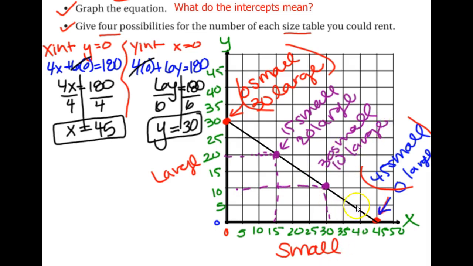Now there might be some other combinations in here, but I don't know exactly, is that 37 tables or 38 tables? I'm not quite sure. That's why we're going to use points where they cross nice and neat. And that's our answer.